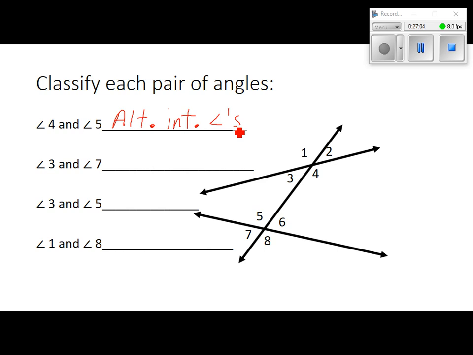Corresponding angles. When I abbreviate corresponding angles, I do that. How about 3 and 5? Consecutive interior. Now, with this one, they're consecutive interior angles. Let's just go with that.